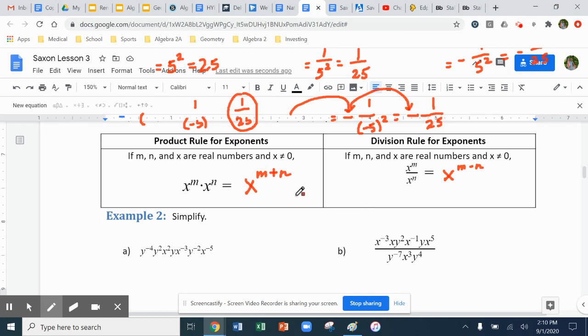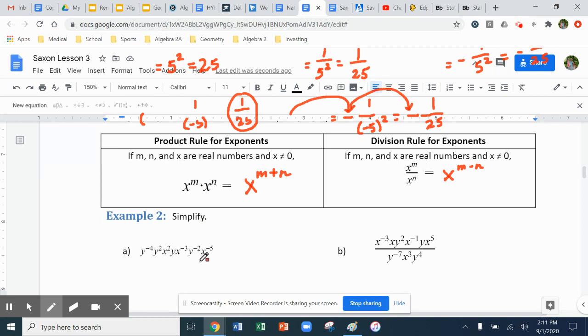So you can rewrite a product of two powers with the same base by adding their exponents. And then the division rule for exponents is also called the quotient rule. Quotient means division. The quotient rule of division is x to the m over x to the n is equivalent to x to the m minus n. So you could subtract those two exponents.